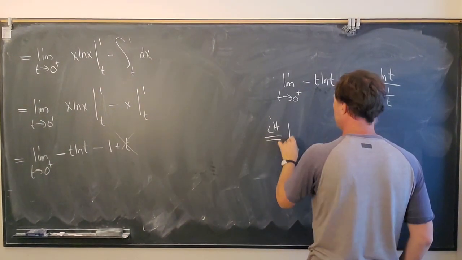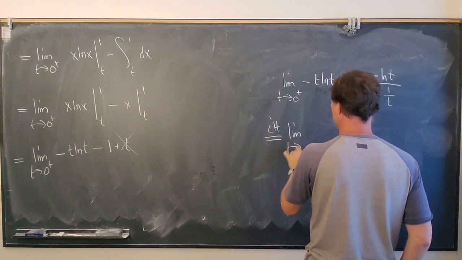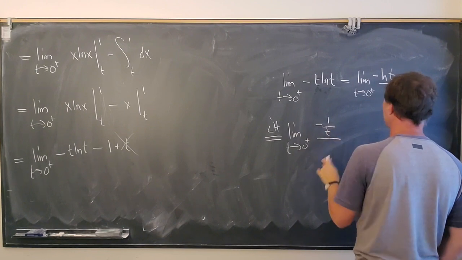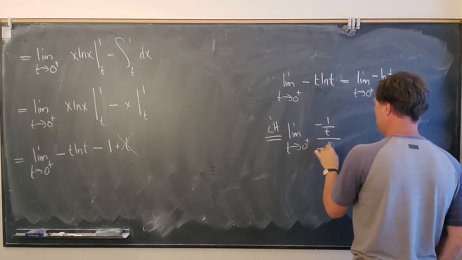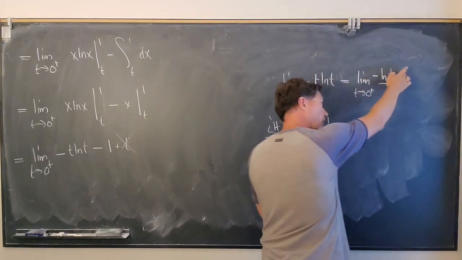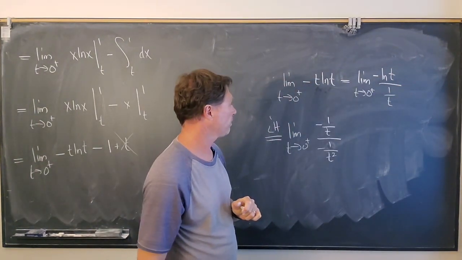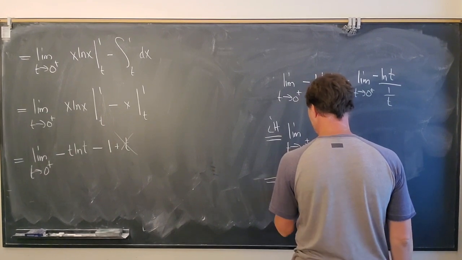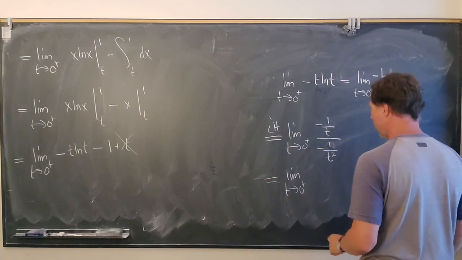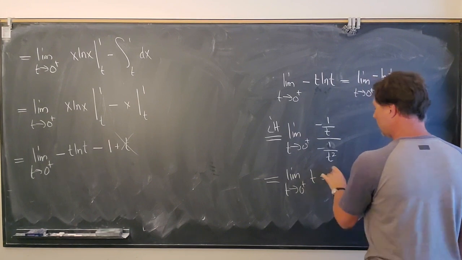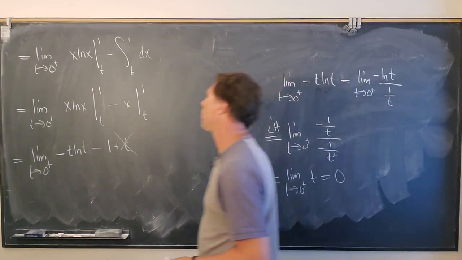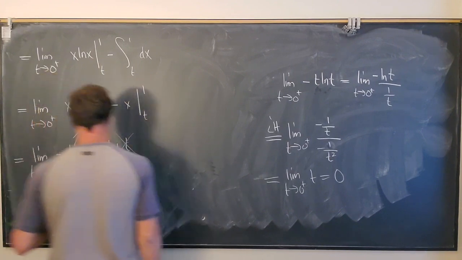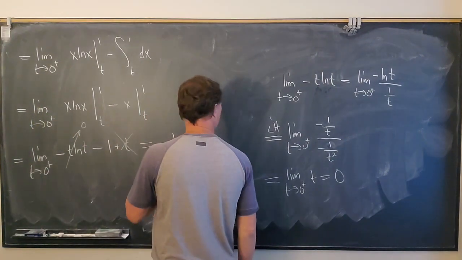So this will be the limit as t goes to 0 of negative 1 over t divided by negative 1 over t squared. I just took the derivative of the top and the derivative of the bottom. Simplify, and we get the limit as t goes to 0 of, well, it'll just be a positive t. That limit is equal to 0, which means that piece is approaching 0. So our answer is negative 1.